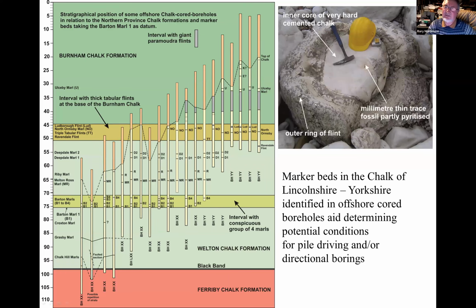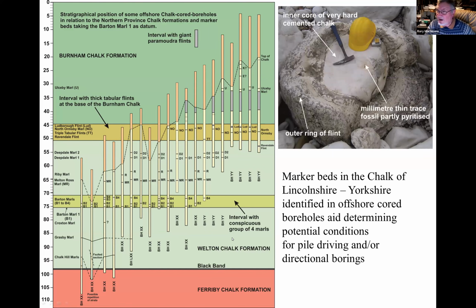But these giant flints, we know, only occur in certain intervals. So if we know our stratigraphy, and if we've got the marker beds correctly identified from core, we can build a ground model to begin to show where the risks are going to be for things like piling or drilling or directional boring. So we have intervals, for example, like this, where we've got the tabular flints you want to try and avoid. You've got intervals like this where you're going to potentially hit giant flints like these, and in between you've got better conditions for most of these engineering operations.